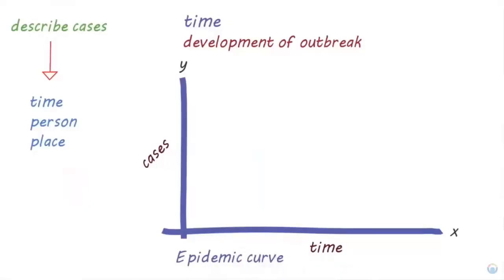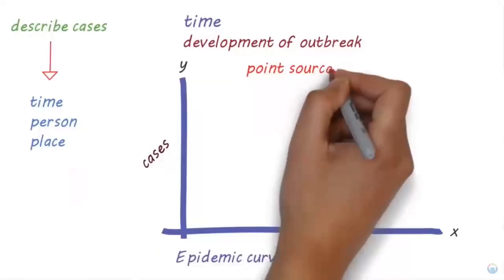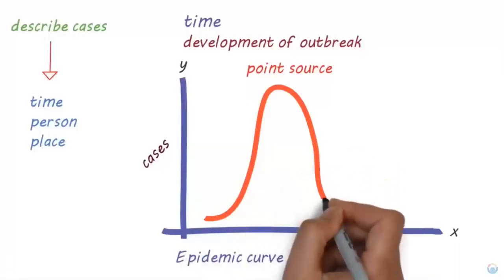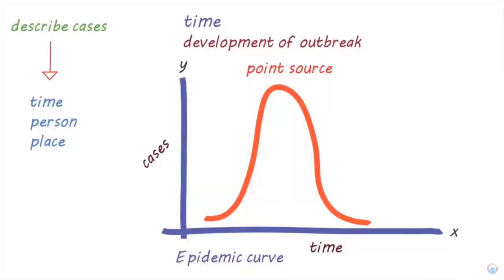There are two common patterns of an epidemic curve. The first is a point source outbreak. This happens when the outbreak is from a point source. For example, if there's an outbreak of gastroenteritis after eating a contaminated dish served at a restaurant. The typical pattern of this is a sharp rise in cases followed by a rapid decline.